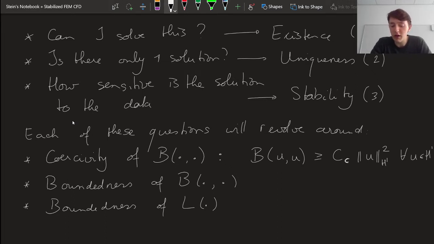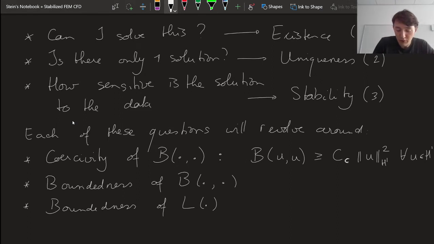If we plug the same function into the bilinear form in both slots, then whatever pops out, right? This is a functional, so it takes a function and produces a number. If I give it the same function twice, then the number that it produces will always be larger than or equal to some constant times the norm of these functions squared. So it's a property of B.